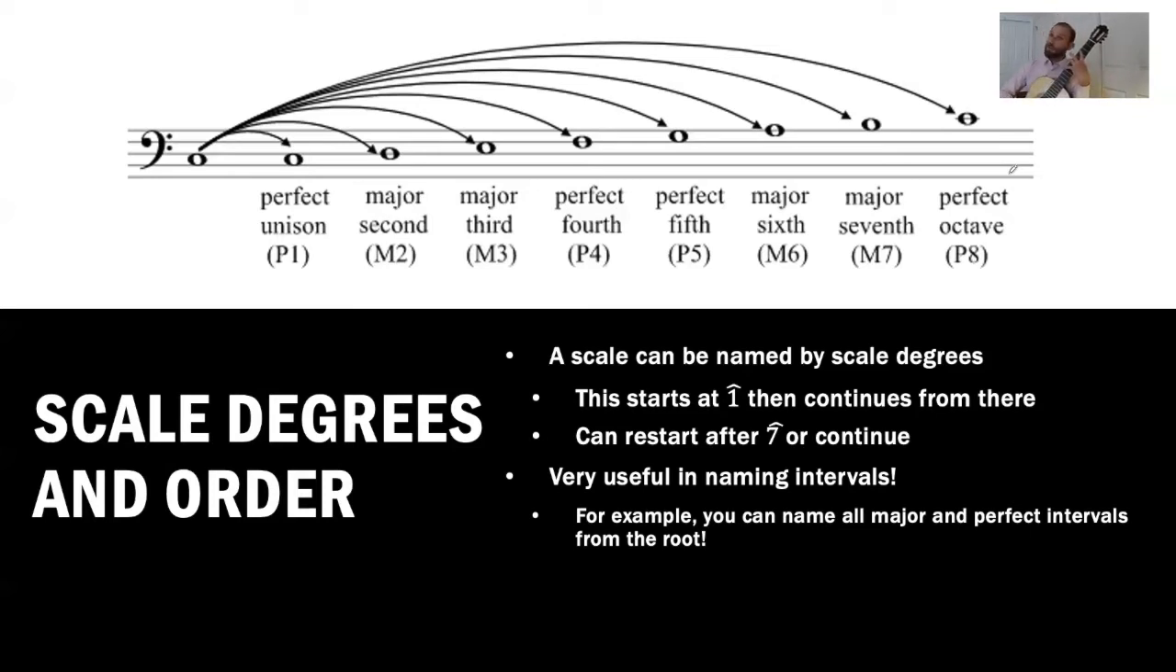On the guitar, you can do that. It's kind of cool. Piano, you can't. So that's a perfect unison. A major second is from the first scale degree to the second. A major third is from the first scale degree to the third scale degree. That's a major third. A perfect fourth is from C to F. Anyway, a perfect fifth is from C to G.